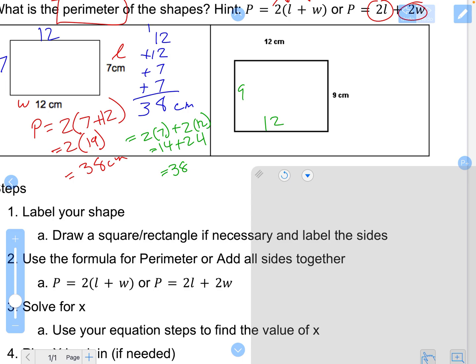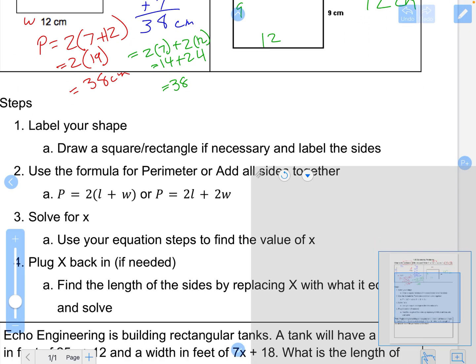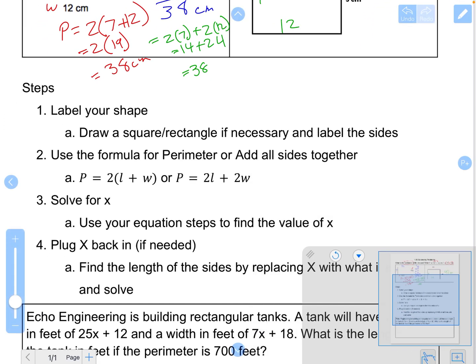All right, it's time to unpause the video. You should have gotten 42 centimeters. So those are simple problems, and we're about to make them a little bit more difficult.